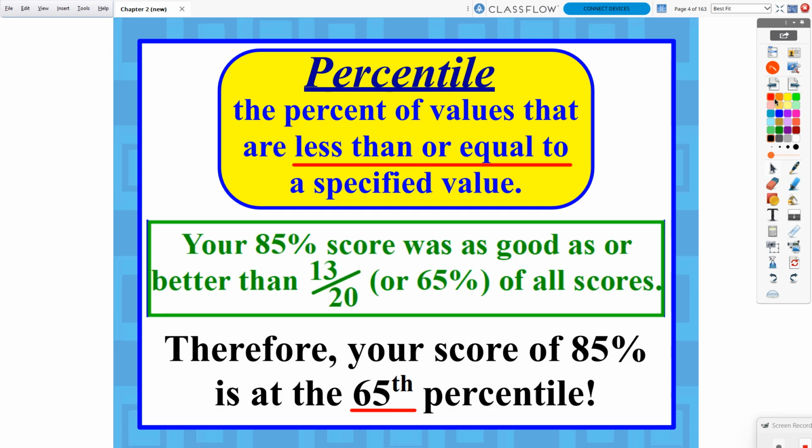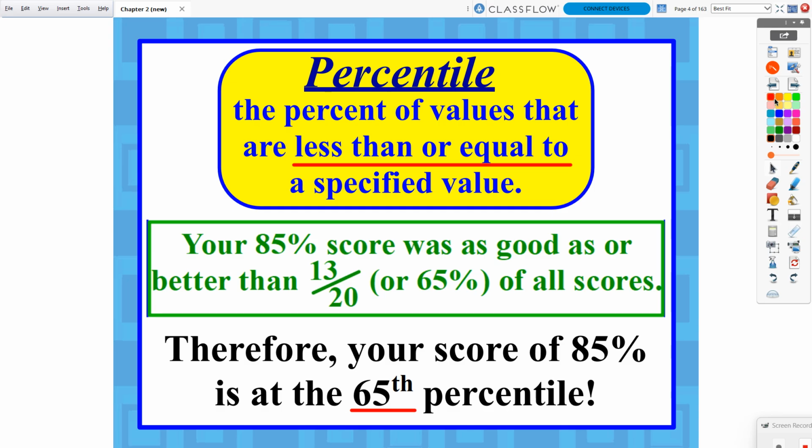So we need to define what exactly is a percentile. The definition we're going to use is the percent of values that are less than or equal to a specified value. So when we look at your score of 85% on the first chapter test, it was as good or better than 13 out of 20, or 65%, of all scores. Therefore, we can say that your score of 85% is at the 65th percentile.